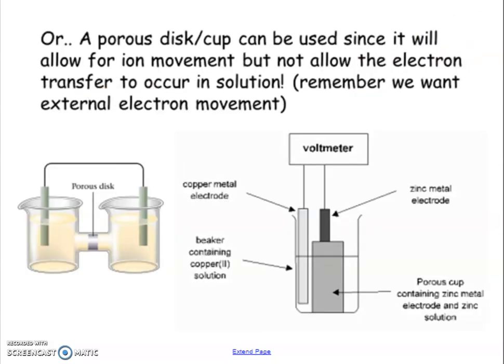Okay, so there are a couple of other methods of doing this ion movement. Instead of having a U-tube, there are different kinds of apparatuses that you can have. This one, if you notice, looks like two beakers that are fused together with this center tube here. This essentially allows for ion movement, but it still keeps the electrodes separated.